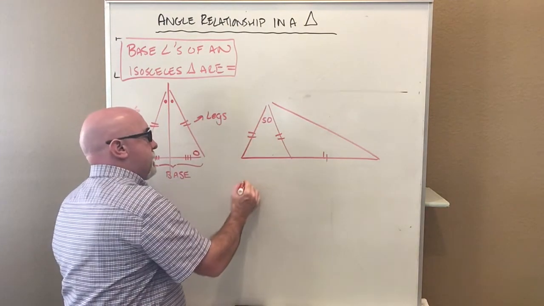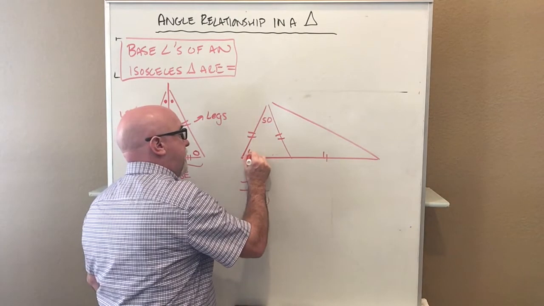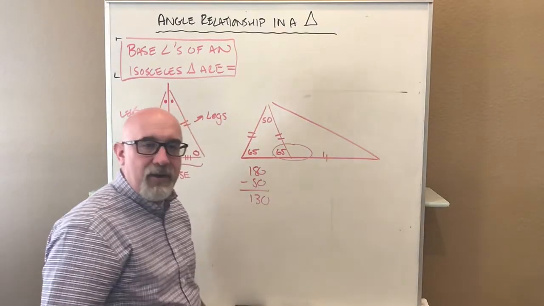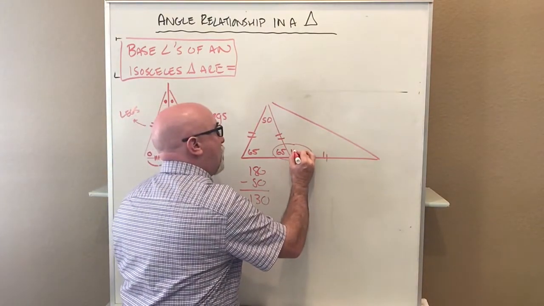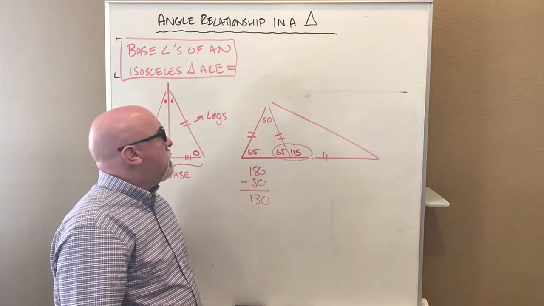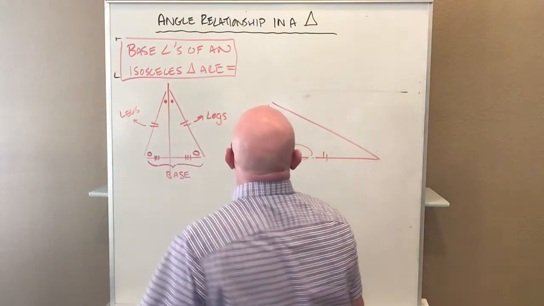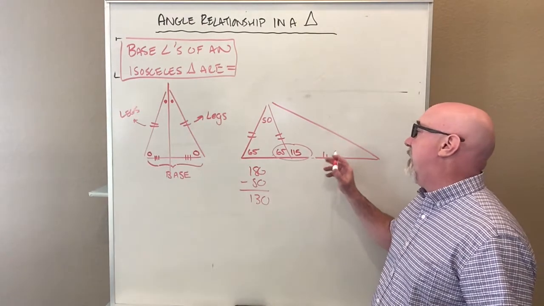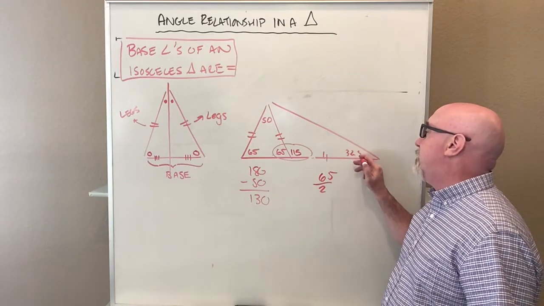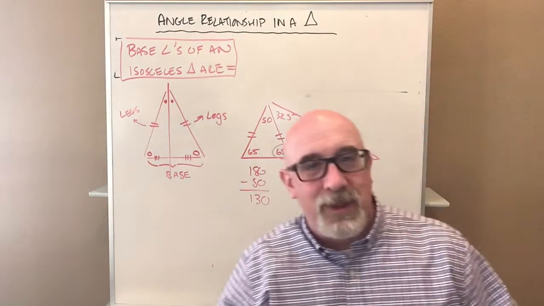This is 50, so 180 minus 50 is 130. So these are 65 each. Now, this is a supplement, a linear pair, right? So this is 115. Now, how much does that leave us left over? It leaves us 65 left over. So we have to take 65 and divide by 2, which would make this 32 and a half and this 32 and a half, because this is also an isosceles, a poorly drawn one, but it is indeed.